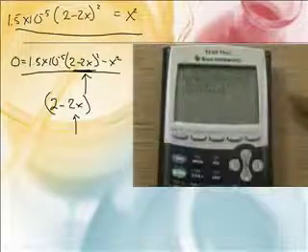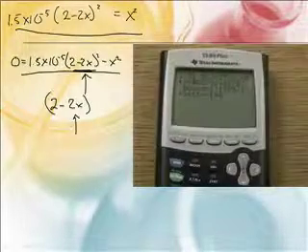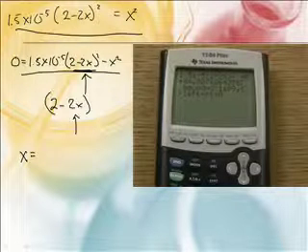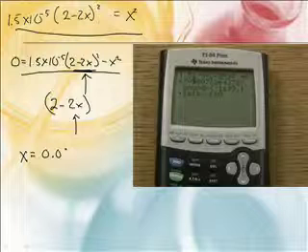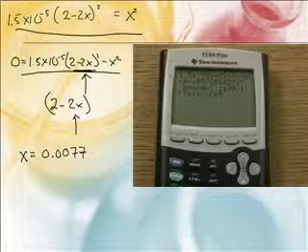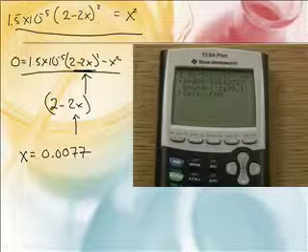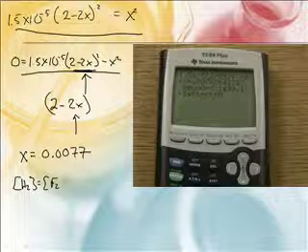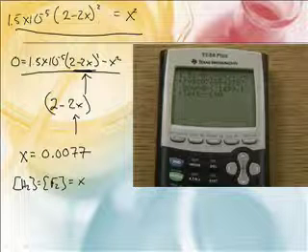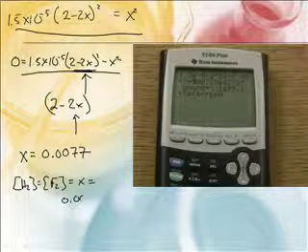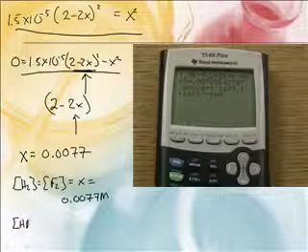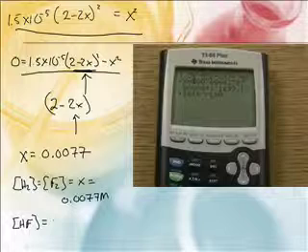And what it's doing is guessing and checking, and guessing and checking, and guess what? It gave us an answer. It says the answer to x is 0.0077. So that's x. Isn't that cool? Now if you recall, the concentration of the hydrogen was the same as the concentration of the fluorine, and they're equal to x, which is 0.0077 molar. However, the concentration of the HF was equal to 2 minus 2x.